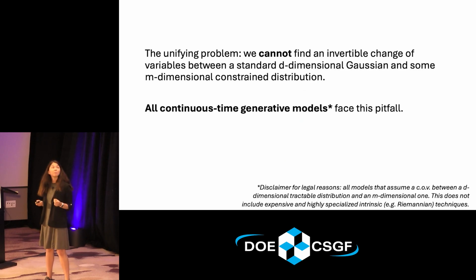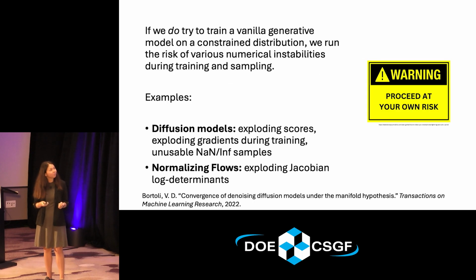So the unifying problem here is that we simply cannot find an invertible change of variables between something that's d-dimensional and something that's m-dimensional. That is just a calculus fact. So all continuous time generative models face this pitfall. You could put your beefiest diffusion model with all of Perlmutter if you really wanted to and try to do this, but you're going to run into this basic fact from calculus.